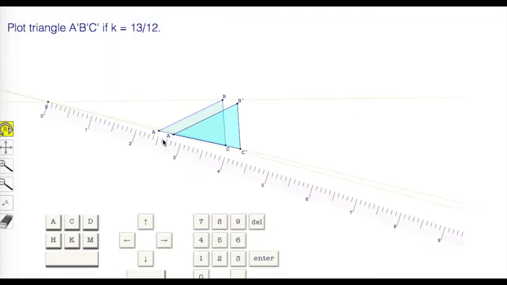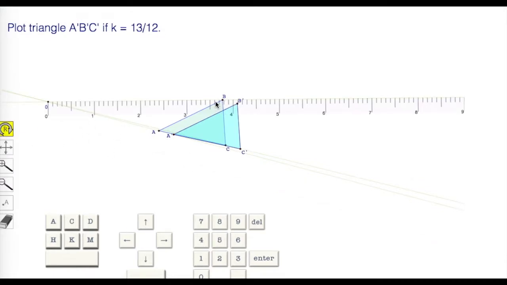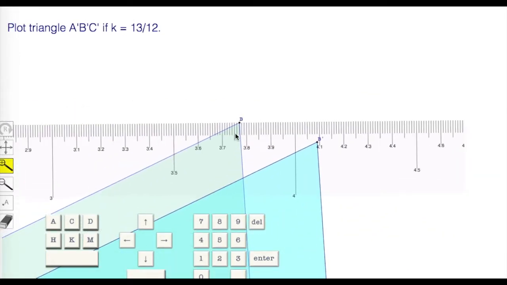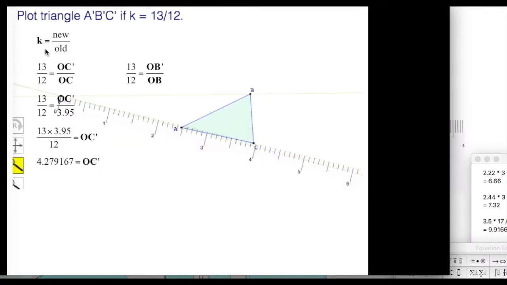4.25678. Like that. For the B prime, I'm going to do the same thing. That looks like 3.77. Let's zoom in and have a look, just to be sure. 3.767. That's 3.77.